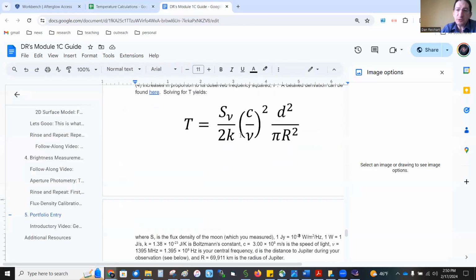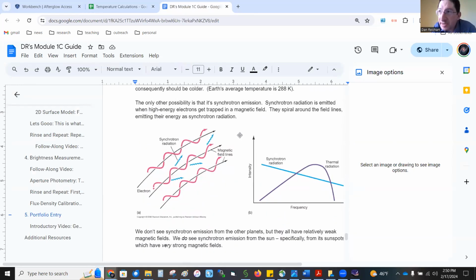Well, this is your first introduction to synchrotron radiation. In this course, you're going to learn about different types of radiation, different ways to emit light, whether it's visible light or radio light. Synchrotron is a very important mechanism. We have it whenever we have energized electrons in magnetic fields. Those electrons will spiral around the field lines, and as they spiral, they emit a synchrotron spectrum of radiation.